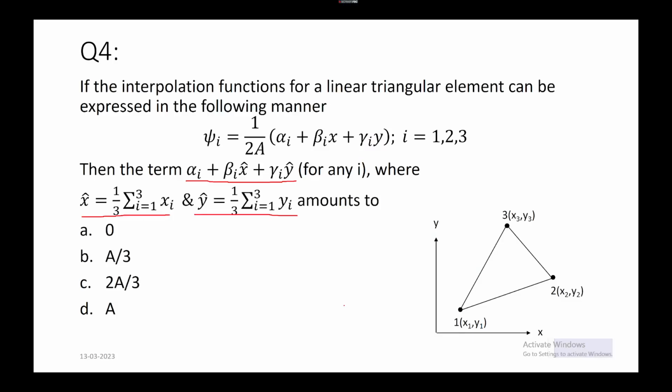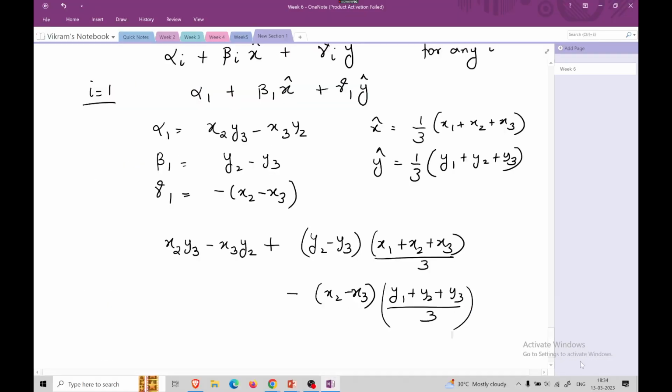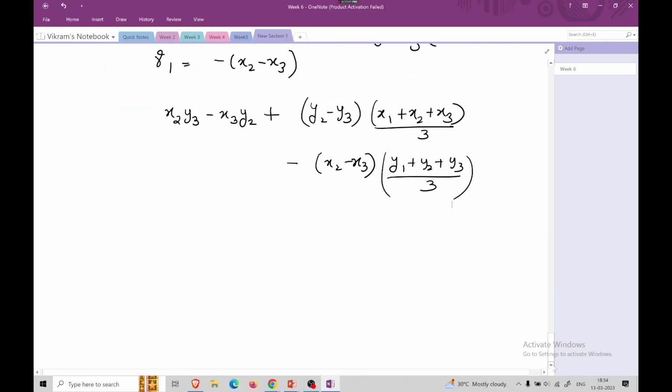I think somebody's mic is on and some sound is coming. If anybody has switched on the mic, I request you to temporarily switch it off. When you want to answer, you can switch it on and tell the answer.